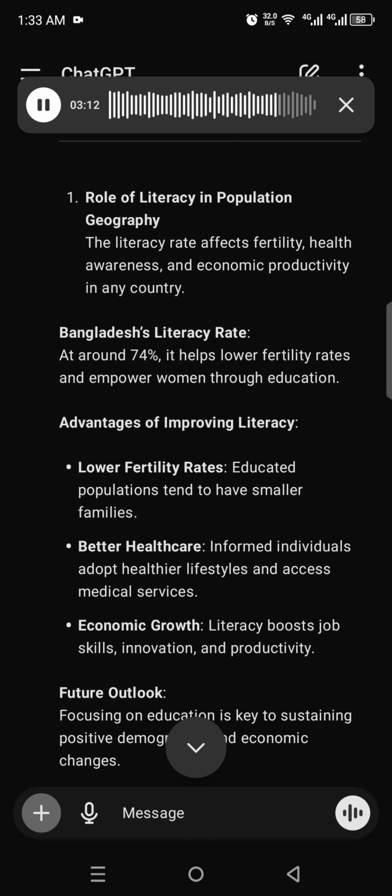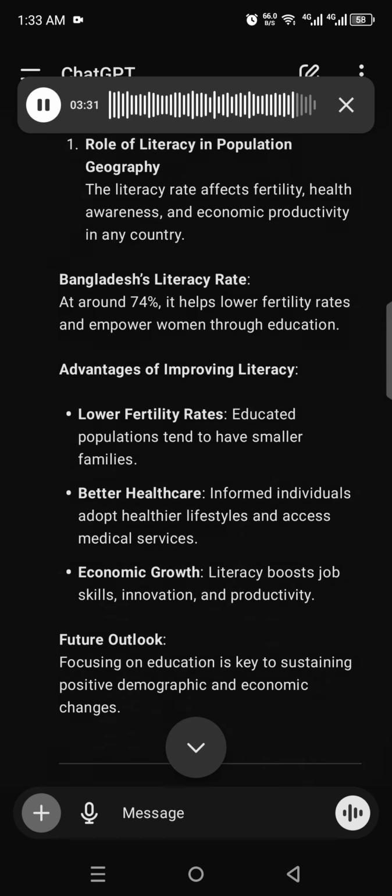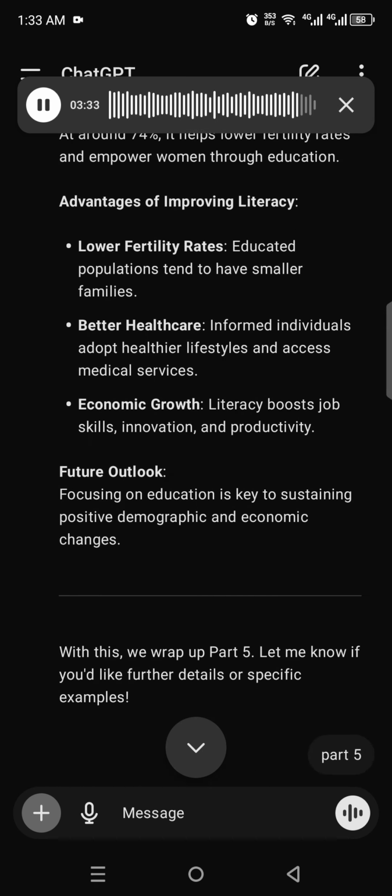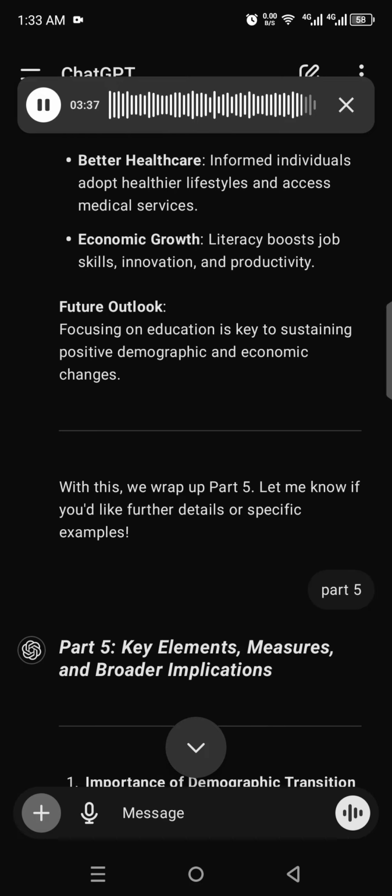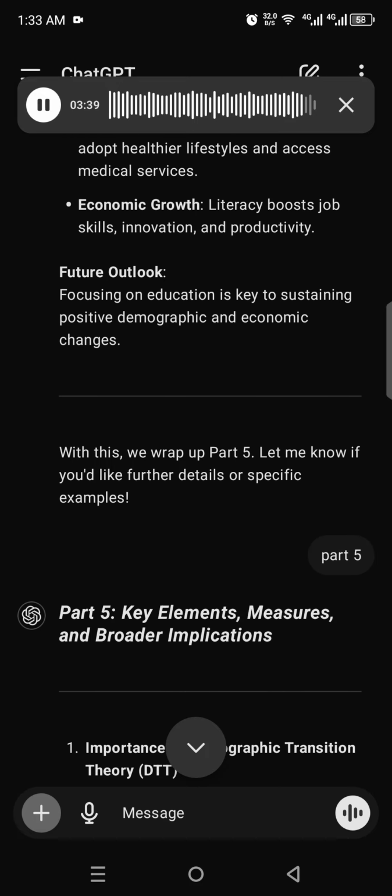The literacy rate affects fertility, health awareness, and economic productivity in any country. Bangladesh's literacy rate, at around 74%, helps lower fertility rates and empower women through education. Advantages of improving literacy: lower fertility rates. Educated populations tend to have smaller families. Better healthcare. Informed individuals adopt healthier lifestyles and access medical services. Economic growth. Literacy boosts job skills, innovation, and productivity.